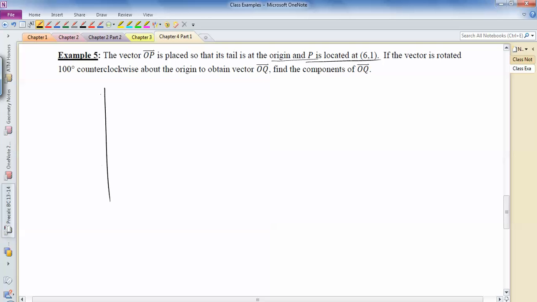Okay, so the tail is at the origin. P is at 6, 1, so that'd be about here. So here's P, here's O. P is at 6, 1, and for the vector OP, you put a little arrow pointing in the direction that it goes. You always put the tail first and then the head second. So OP equals 6, 1, just to get the notation there, which just means the point P is at 6, 1 right now, since the tail is at 0, 0.